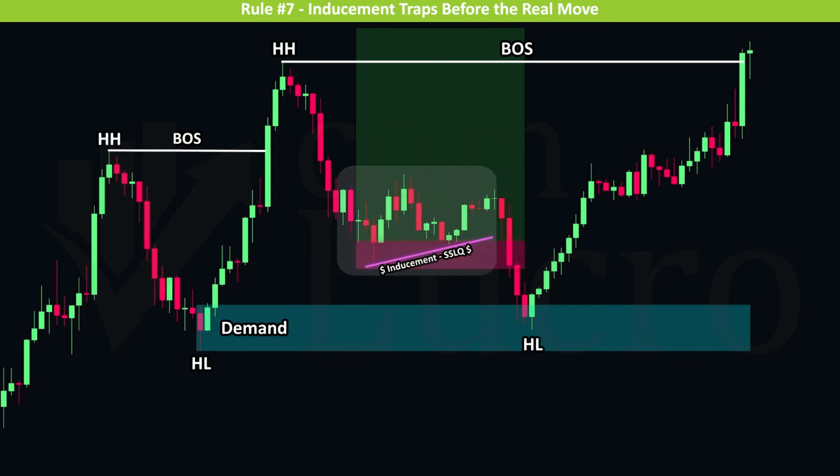The key lesson is simple. We do not enter zones blindly. Instead, we wait to see if inducement takes place. When it does, the probability that the zone will hold increases significantly.